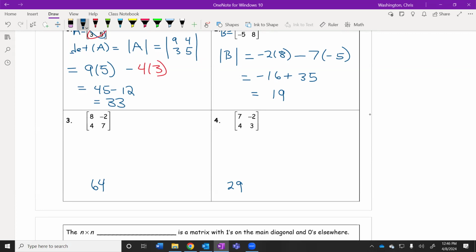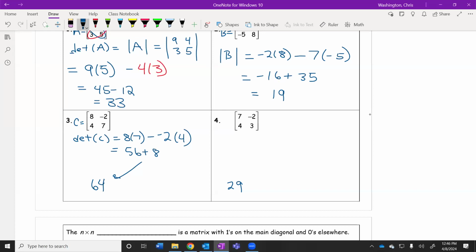8 times 7 is 56. So let's call this C. The determinant of matrix C would be 8 times 7 minus -2 times 4. That's where we got to be careful. My guess is you probably didn't include the minus -2. You probably just said -2 times 4. But it's definitely minus -2 times 4, which ends up being 56 plus 8. Yeah, 56 plus 8 is 64.